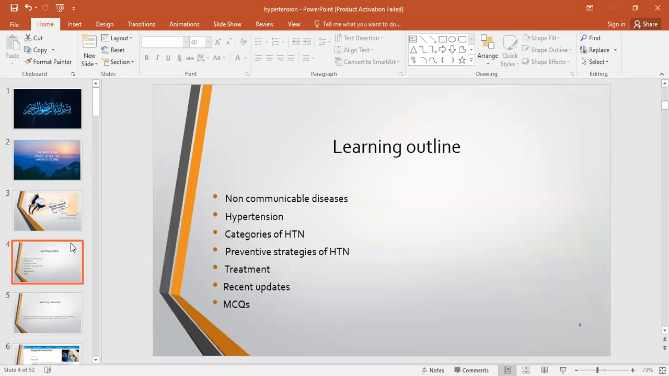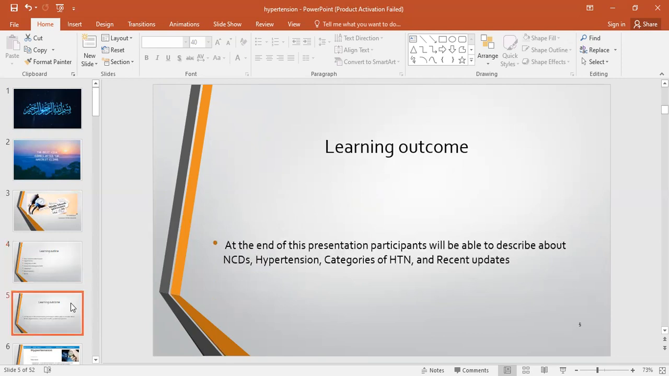Learning outline of my presentation. Today we will learn about what non-communicable diseases are, hypertension, categories of hypertension, preventive strategies, treatment, and recent updates, and at the end there is an MCQ session. At the end of this presentation, participants will be able to describe hypertension, categories of hypertension, and recent updates.